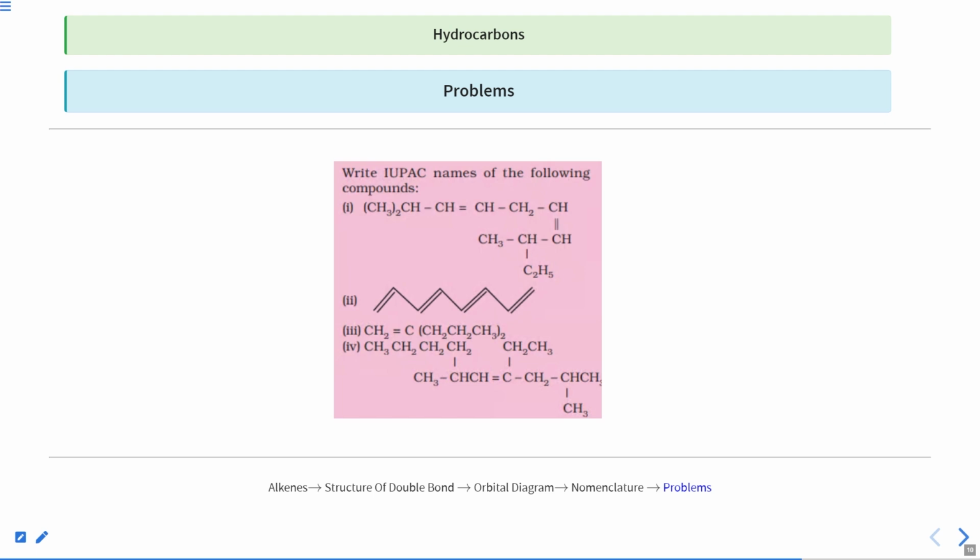Clear? What is the number of pi bonds? Very easy to count. Number of pi bonds is 1, 2, 3, 4. What is the number of sigma bonds? So first let us count the number of sigma bonds between carbon-carbon. So 1 carbon bond, 2, 3, 4, 5, 6, 7. So 7 carbon-carbon sigma bonds.